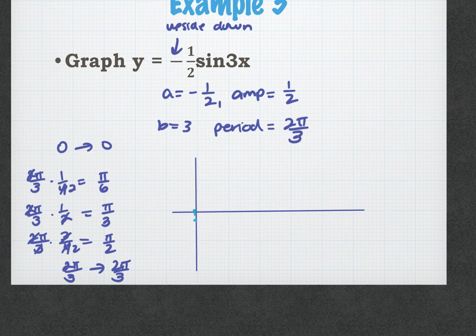Key points, we're at 0, pi over 6, pi over 3, pi over 2, 2 pi over 3. So it didn't even take to pi for this thing to complete, which means this would be really skinny, really narrow in comparison to the other one. My amplitude, if this is 1, is only at the halfway mark.